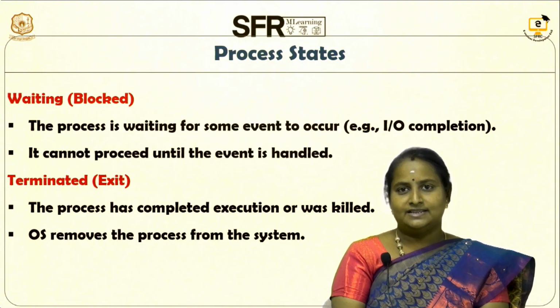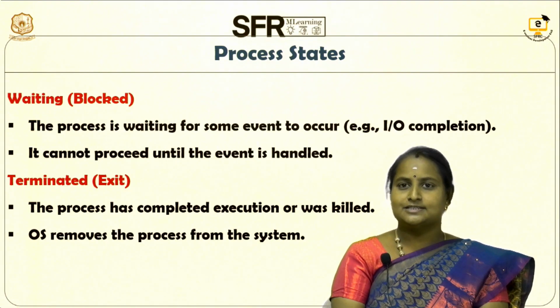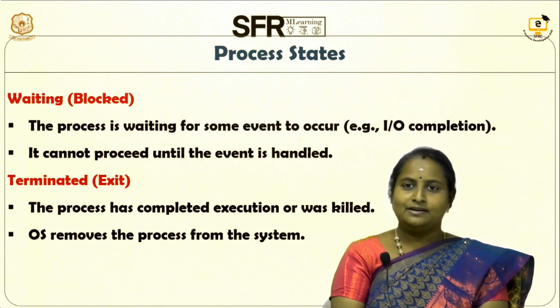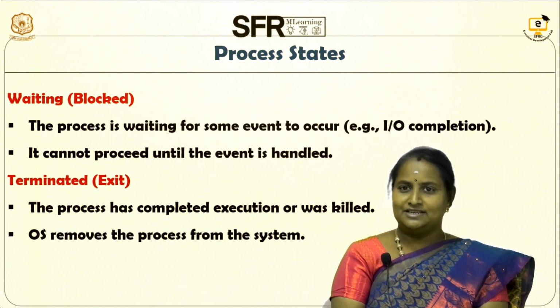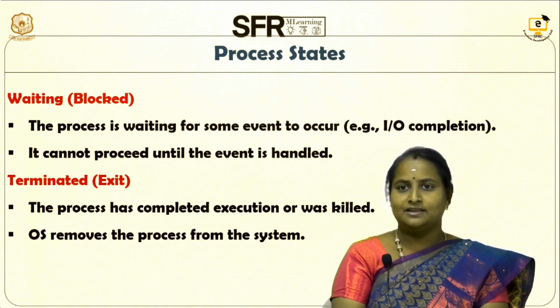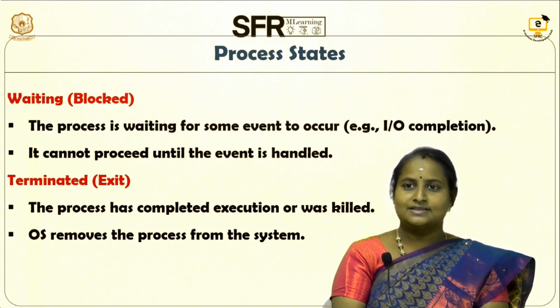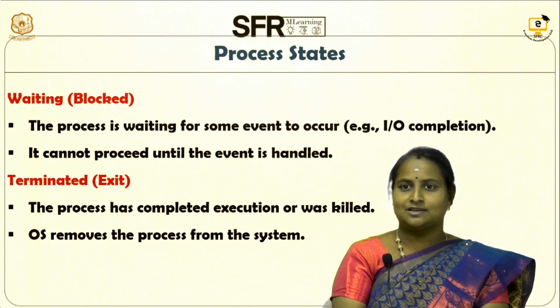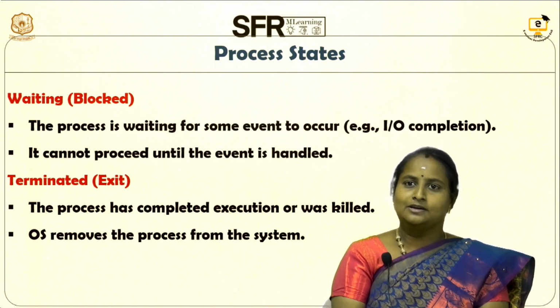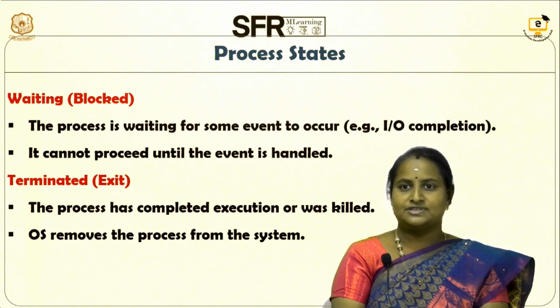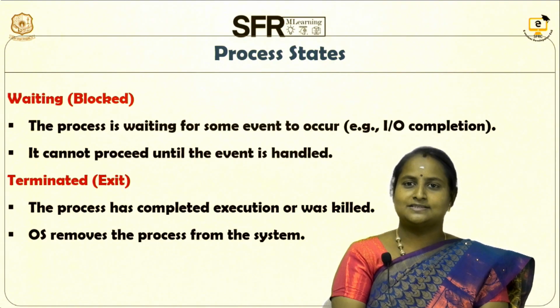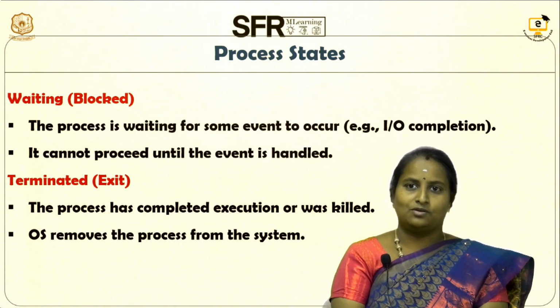Next comes the waiting state. The other name for the waiting state is blocked state. Whenever a process receives some interrupt or needs some IO devices, then the process will be in the waiting state. That is called some event, whether it is waiting for the IO devices or it may receive some interrupts from the operating system. In that case the process cannot proceed further until that event is properly handled. That state is called the waiting or blocked state.